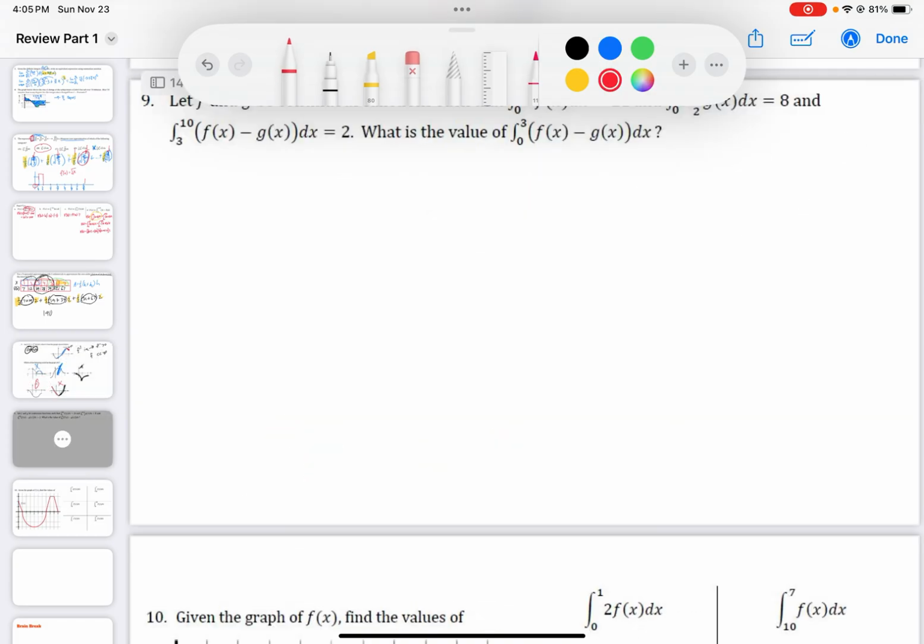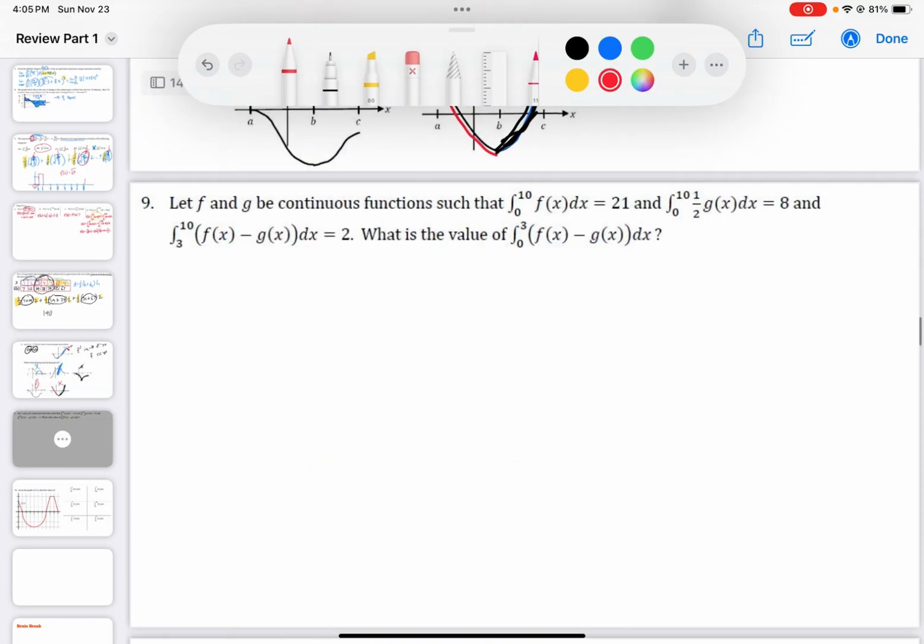All right. Well, we have 2 more left. Okay. If f and g are continuous functions such that the integral from 0 to 10 of f of x is 21, the integral from 0 to 10 of 1/2 of g is 8, and the integral from 3 to 10 of f minus g is 2, what's the integral from 0 to 3 of f minus g? Okay.